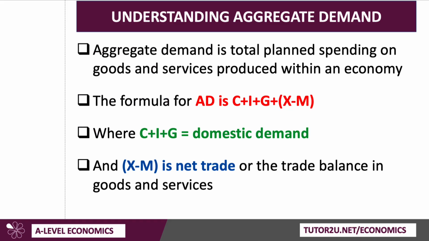Let's take a look. Aggregate demand is total planned spending on goods and services produced within the economy. So in other words, it's GDP. The formula for aggregate demand is C plus I plus G plus X minus M. C plus I plus G is domestic spending on goods and services. And of course, X minus M, the value of exports minus the value of imports, is net trade, or the trade balance in goods and services.